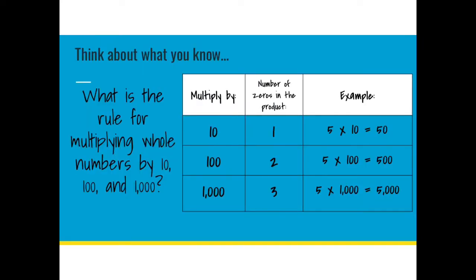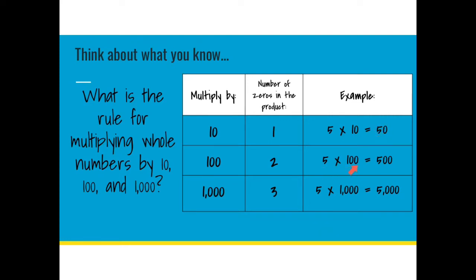Before we get started, I want you to think about what you already know, and that's the rule for multiplying whole numbers by 10, 100, and 1,000. When we multiply any whole number by multiples of 10, we simply add the 0 to the end of it. As you see in our example here, 5 times 10, we are taking 1 times 5 and then adding 1 zero to the end of it, giving us an answer of 50.